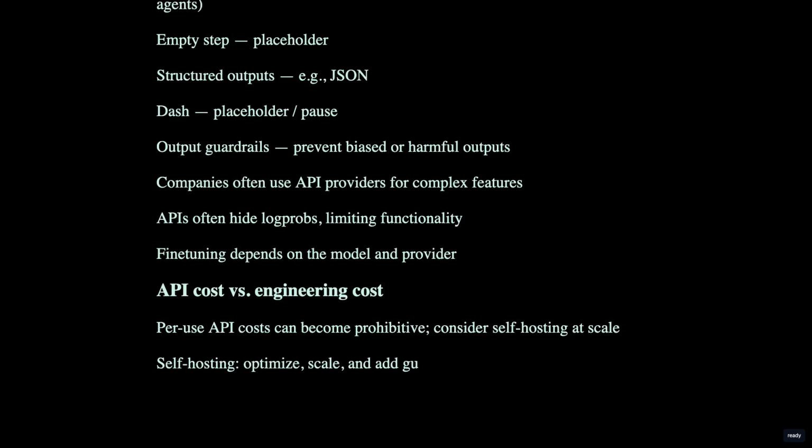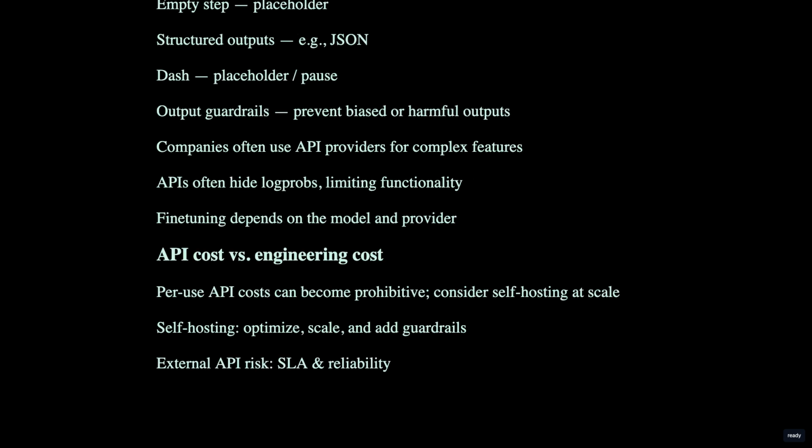Running your own model demands more than deployment. It requires optimizing the model for inference, scaling, and maintaining the serving infrastructure and building safety guardrails. APIs have per-call costs, but the upfront engineering, ongoing operations, and risk management for self-hosting can make it even more expensive in practice. If you depend on another provider's API, you also depend on their SLA and uptime.